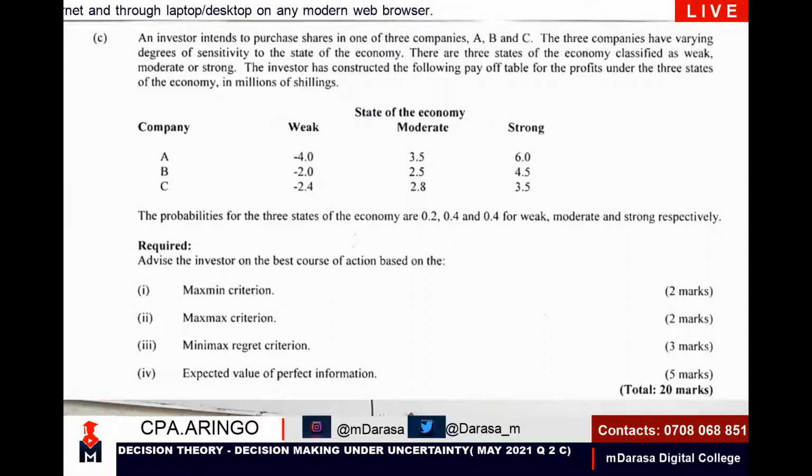Required: advise the investor on the best course of action based on number 1, the maximin criterion, which we had looked at, and number 2, the maximax criterion, which we had already looked at. Our main area of concentration in our session today is the minimax regret criterion. Also, you are asked to use the expected value of perfect information. So, my good students, what we need to do is remember our steps. Kindly take a screenshot of that question.